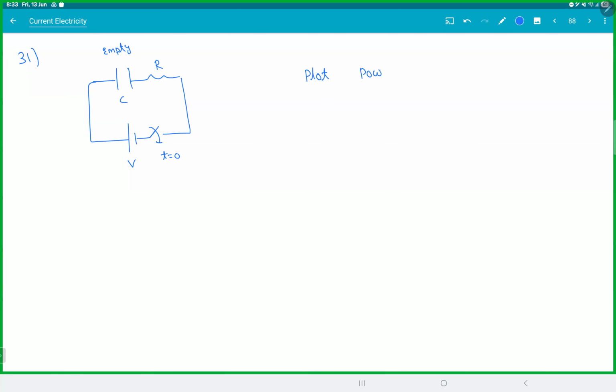We have done this thing last time if you remember, power in a capacitor. Same thing, but an RC charging circuit. I want you to plot a graph, approximately. Try. You got a minute or two.